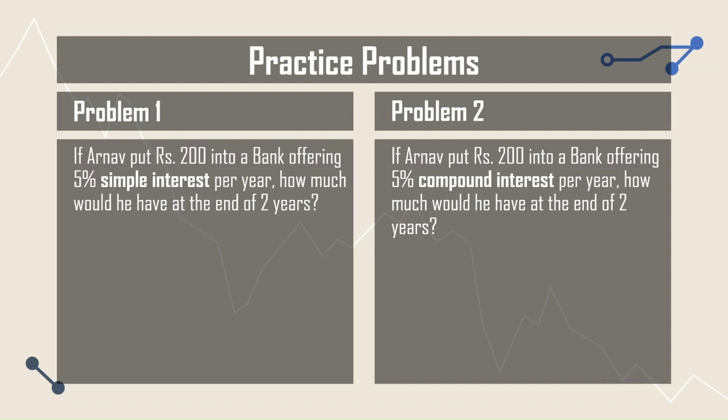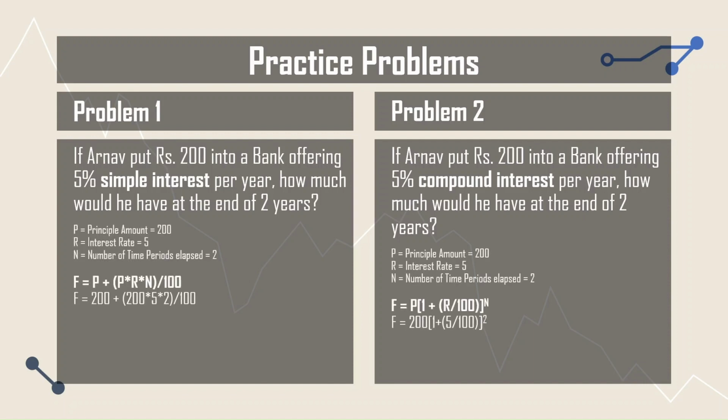Alright, hopefully you have paused and resumed the video and are done with the problems now. So let's look at them. The principal amount, which is the first amount you put in, is 200 rupees and the interest rate is 5%. The number of time periods, in this case years, that have elapsed is 2. So you get these, right?